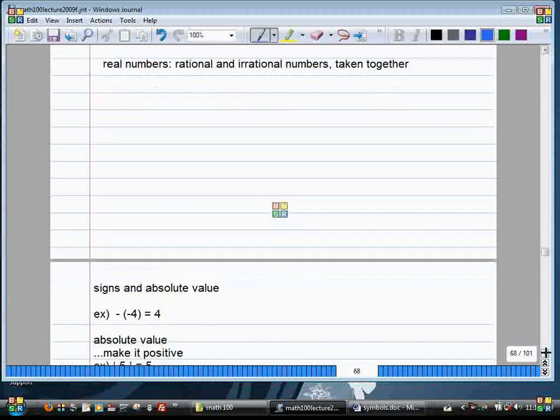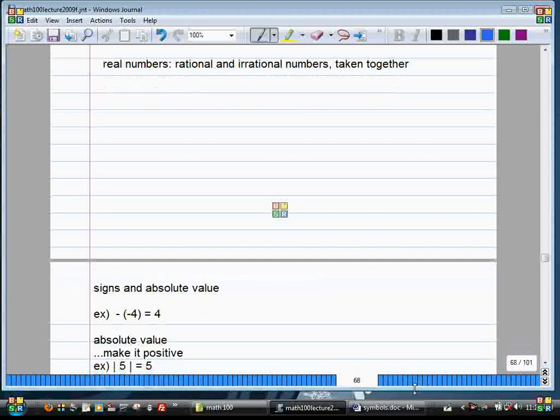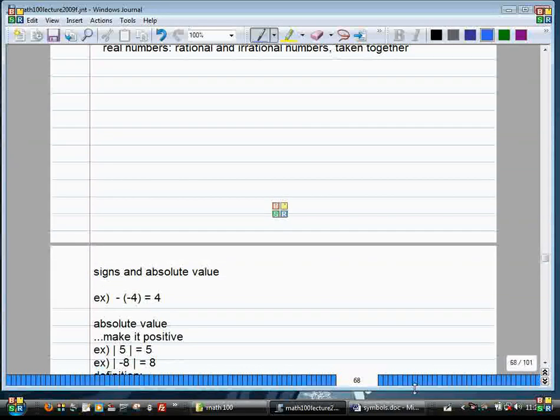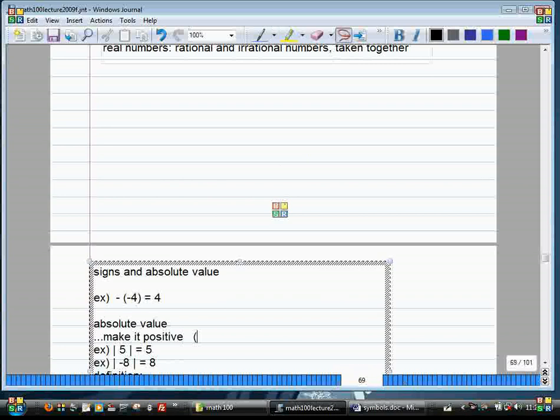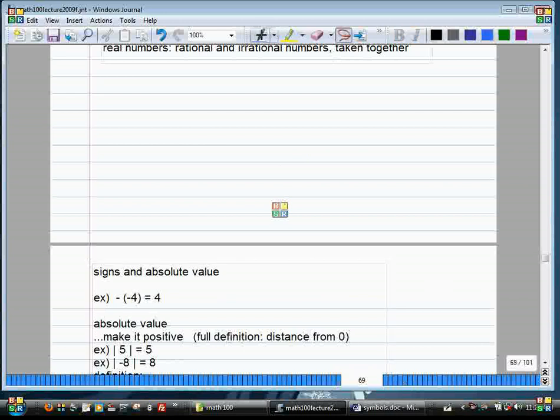Okay. Absolute value. Absolute value just means make it positive. So what is the absolute value of 5? It's just 5. I'm sorry, I should say absolute value on real numbers means make it positive. Absolute value has different meanings in other contexts. Absolute value of -8 is 8. Actually, I do want to interject. The full definition is distance from 0. That's what absolute value really means. But for our purposes, just to say make it positive is roughly equivalent.